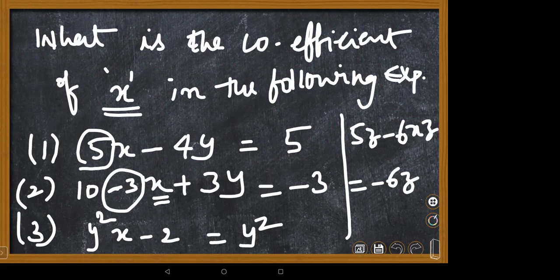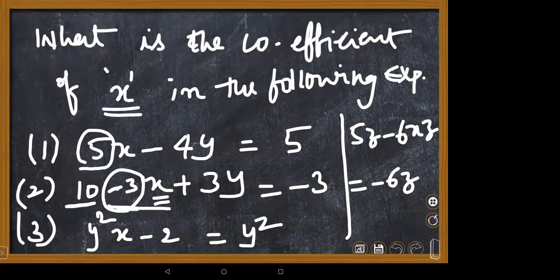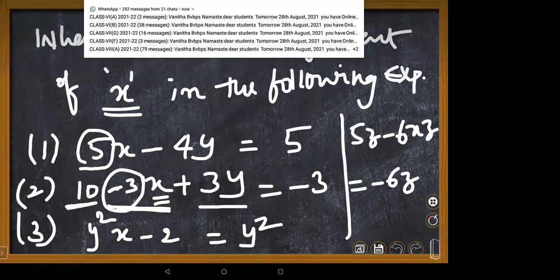Ma'am, I have a doubt. Yes, please tell. Ma'am, in the second one, should the coefficient of x be 10 multiplied by minus 3? No, these are different terms. 10 is one term. Minus 3x is another term. Ma'am, I just got confused because you kept a circle around it. No, these are different terms. For your understanding, I just circled. No need for confusion.